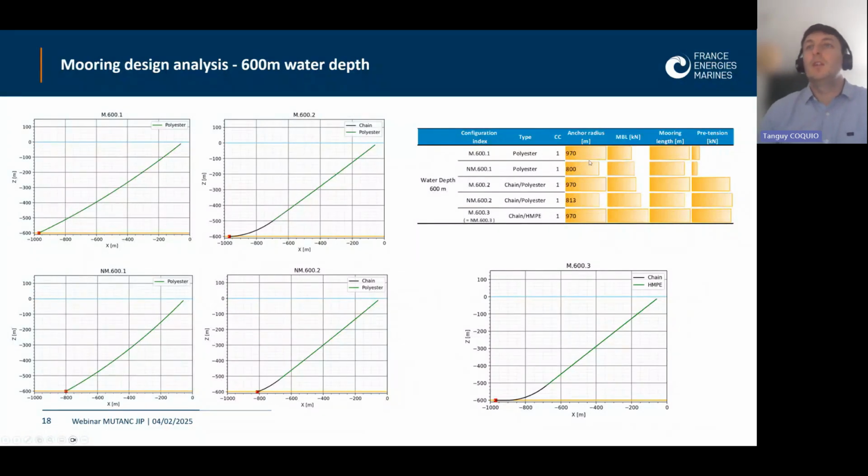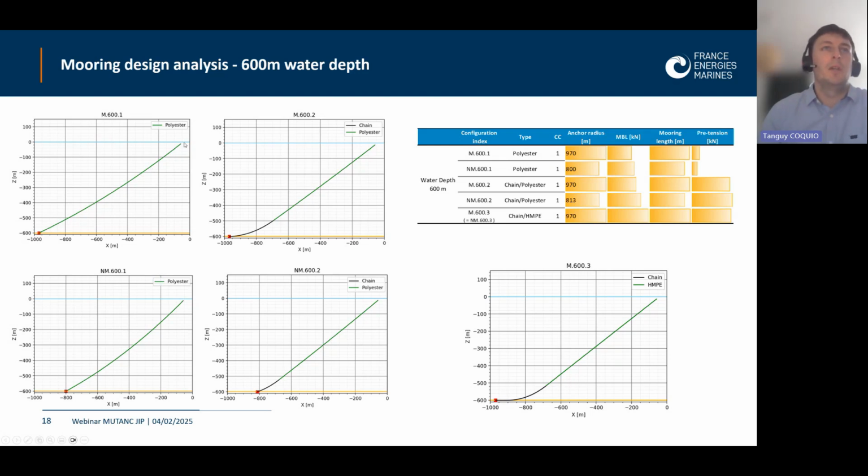What we can see here is that it's possible to reduce the anchor radius, and so the mooring lengths for the unshared configuration, which is supposed to save cost. The pretension of the 100% polyester is very low. Once again, we do not intend to produce a very detailed design for this kind of configuration.